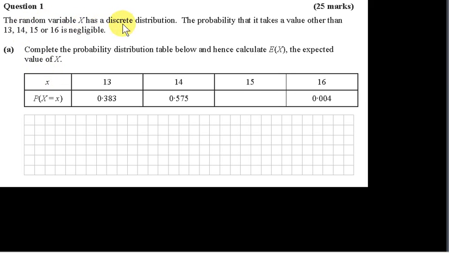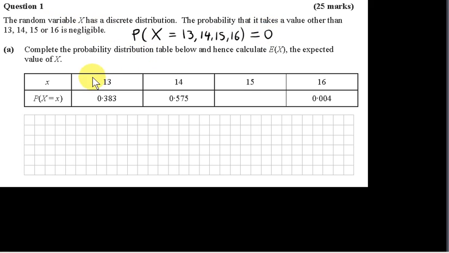The random variable x has a discrete distribution. The probability that it takes a value other than 13, 14, 15 or 16 is negligible. We could write the last sentence like this: the probability that x is none of these four values is approximately 0, but not quite 0. But since it's negligible, we might as well say that it's equal to 0.